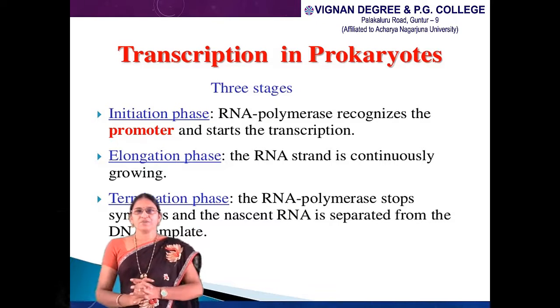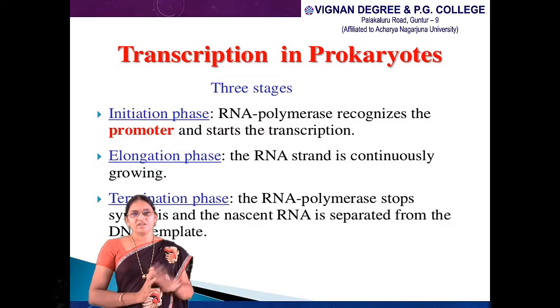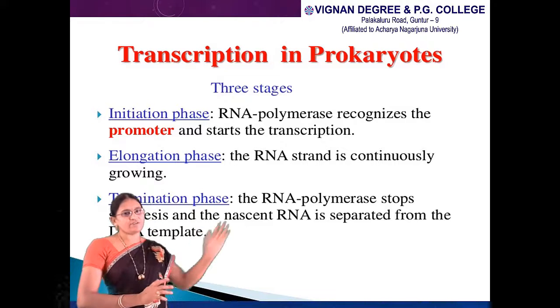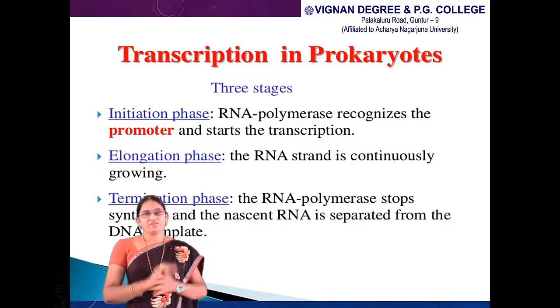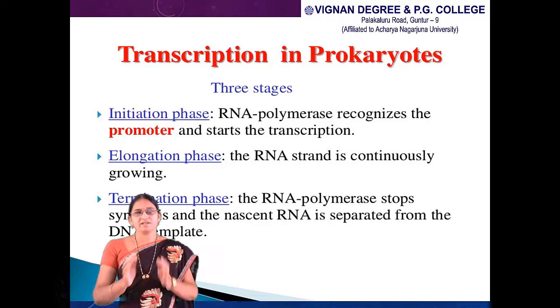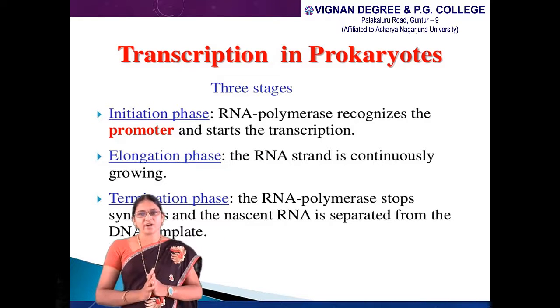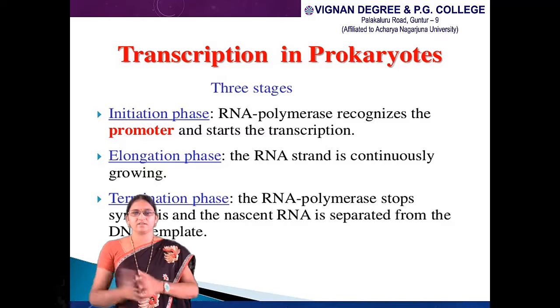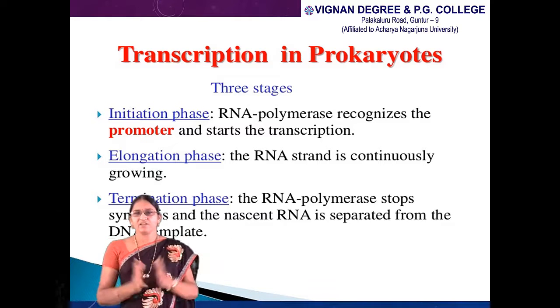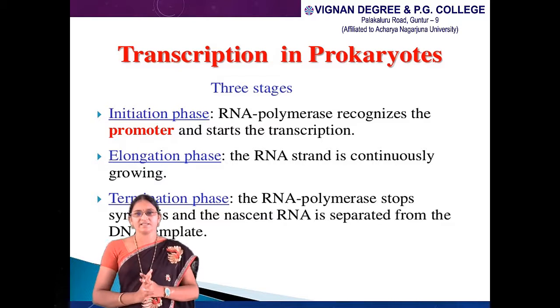Coming to transcription in prokaryotes, synthesis of mRNA occurs in 3 stages: initiation phase, elongation phase, and termination phase. In the initiation phase, RNA polymerase recognizes the promoter and starts the transcription. What is the elongation phase? The RNA strand is continuously growing. What is the termination phase? The RNA polymerase stops the synthesis and the nascent RNA is separated from the DNA chain.